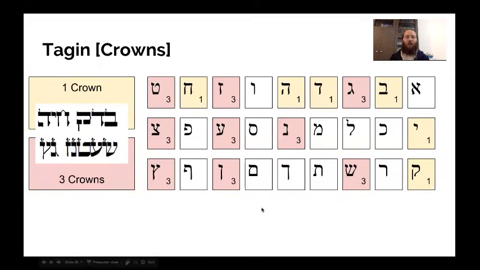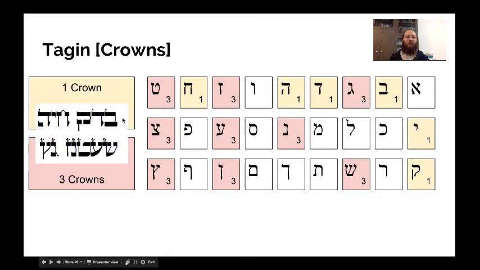So the idea is it represents that because there's less conflict there, there's no crown that goes above them. Then you have the letters Bet, Daled, Hey, Chet, Yud, and Kuf. They have one crown on top of them. And the letters Gimel, Zain, Tet, Nun, Ain, Tzadi, Shin, Nun Sofit, and Tzadi Sofit, they have 3 crowns on top of them.